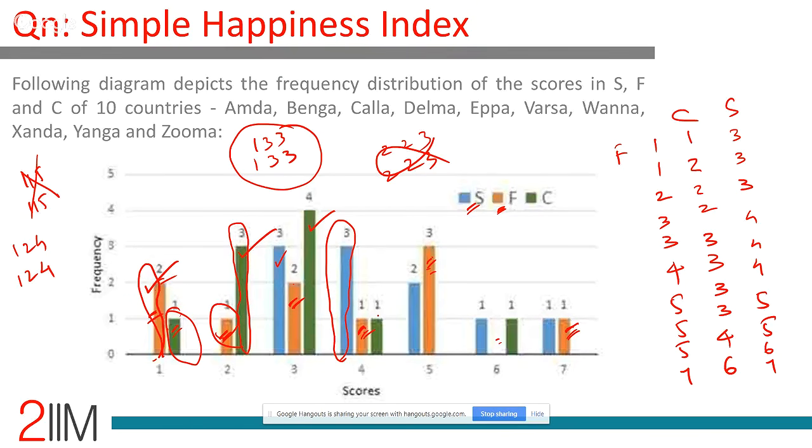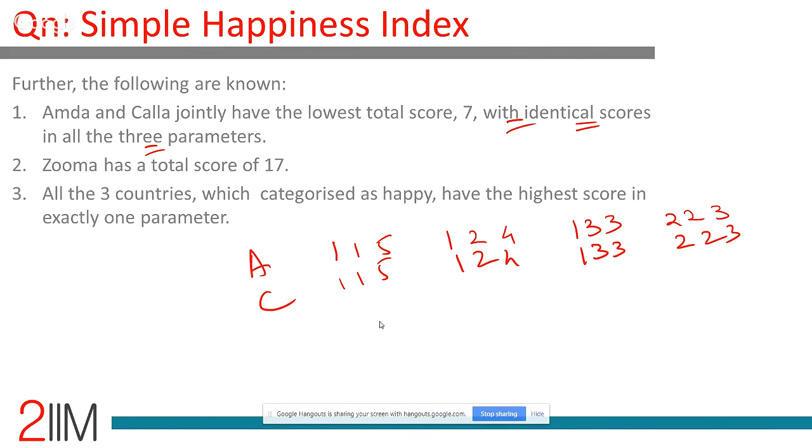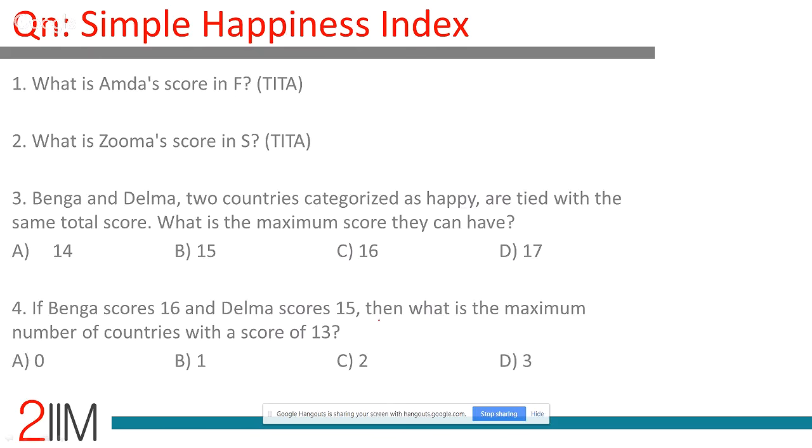That's that condition, because it says they've got identical scores, is brilliant. We're dealing with either 124 or 133. And so that's very useful. And so the questions here follow from there.